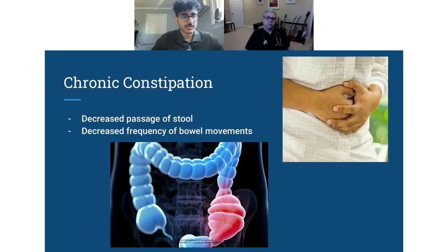And next, I want to talk about chronic constipation a little bit. It's essentially just referring to decreased passage of stool. So your child may have decreased amount of bowel movements compared to what they normally do, or what you might think is normal. And here I just have a little diagram showing what chronic constipation could be a result of: blockage in the intestinal tract.